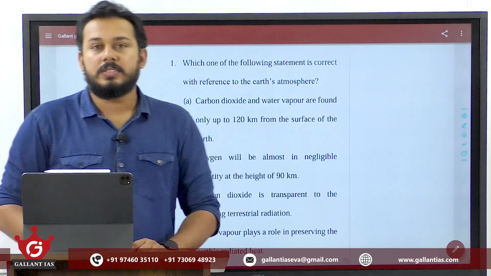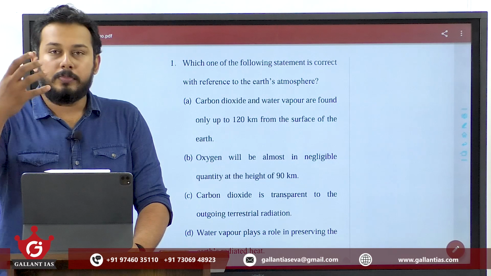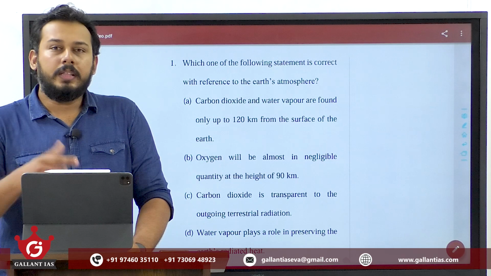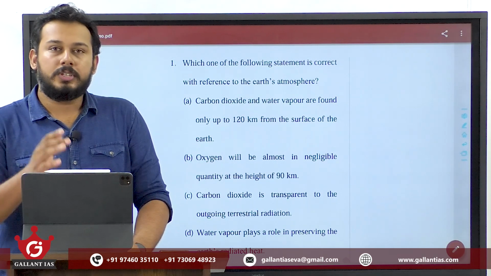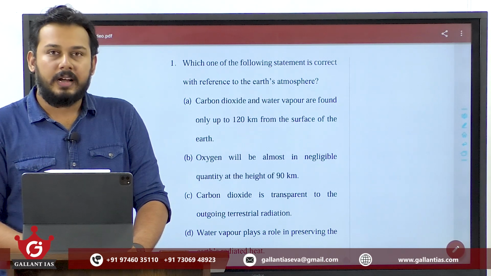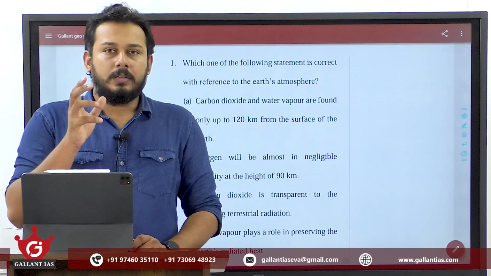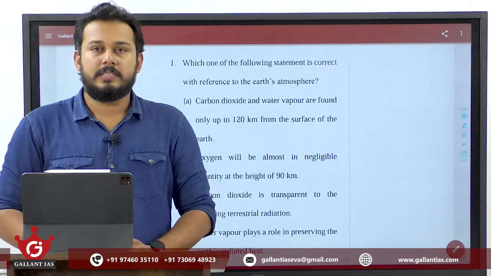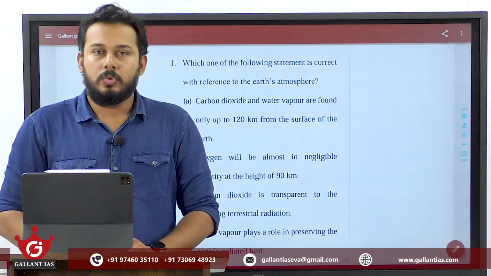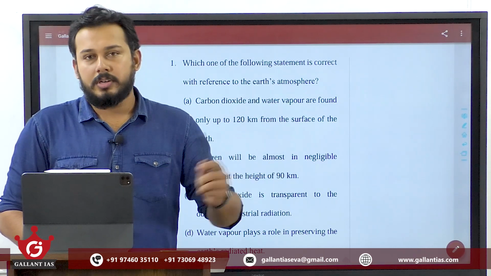So this question is regarding Earth's atmosphere, and we have statements regarding the distribution of gases in the Earth's atmosphere. From our geography topics, we need to study the composition and the structure of atmosphere. So this question is basically regarding the composition of atmosphere. The atmosphere is not homogeneous. We know that it is a mixture of several gases. And if you look at the distribution of these gases, nitrogen is the most abundant gas, then comes oxygen, then comes argon, etc.